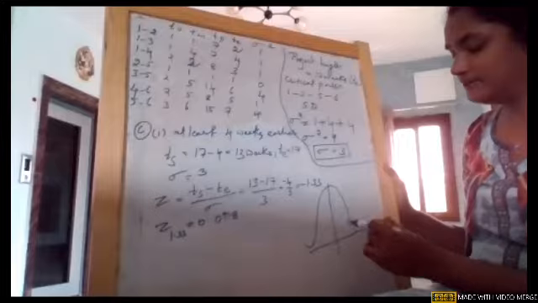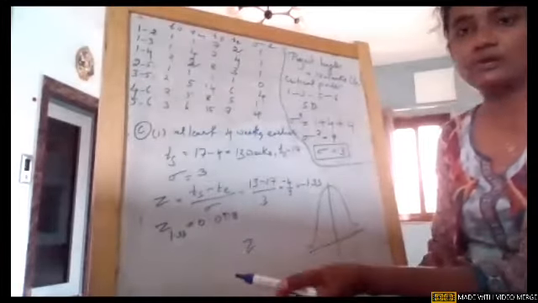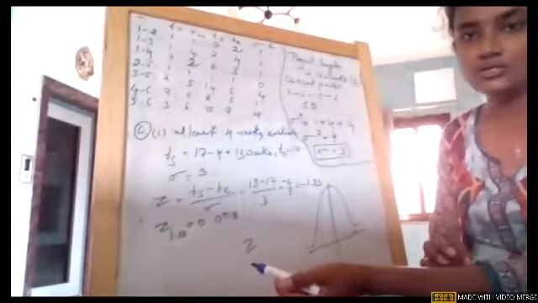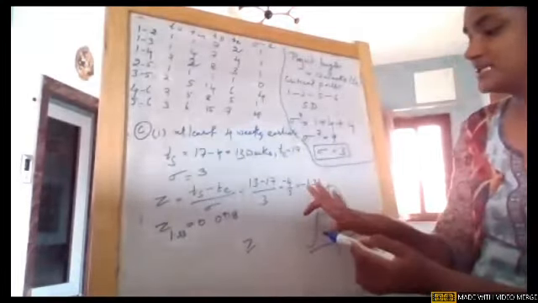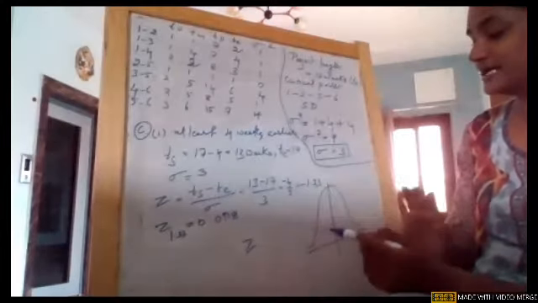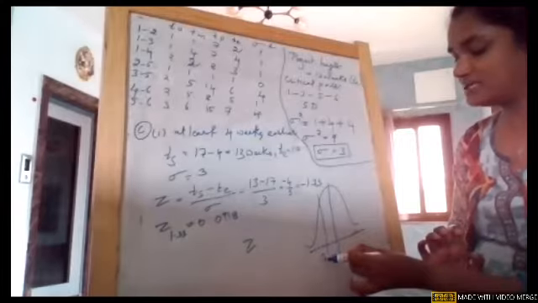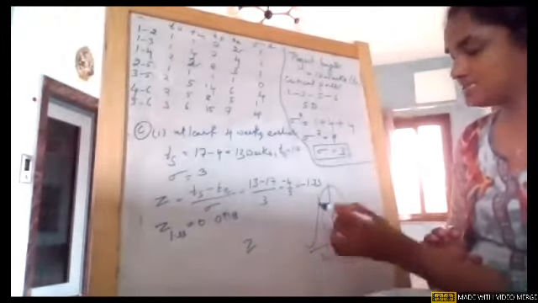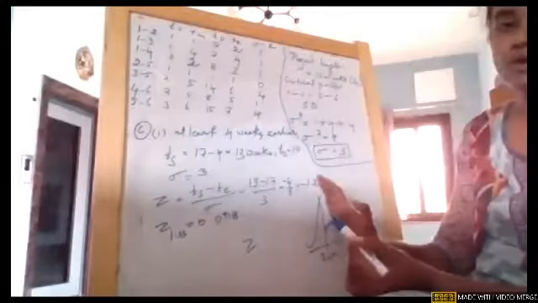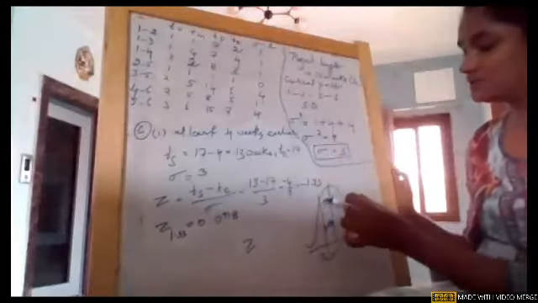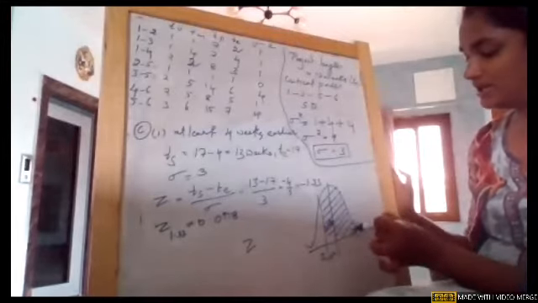Girls, they gave us a keyword: at least. At least means, remember, it is greater than or equal to. I already stated this earlier also. At least means greater than or equal to. As my Z value is negative, it will be on the negative axis. So this is Z at minus 1.33 and this area is 0.0918. As it is greater than or equal to, we take the right side of the line. So this entire area is the probability we wanted.